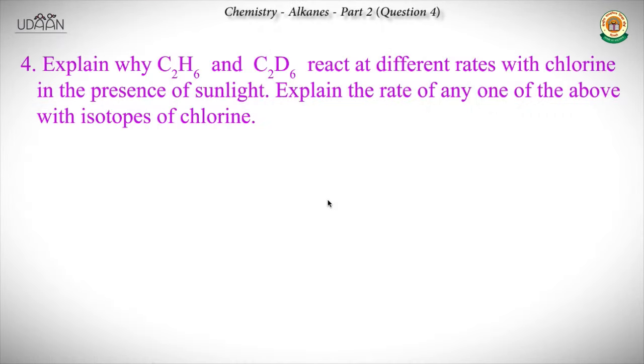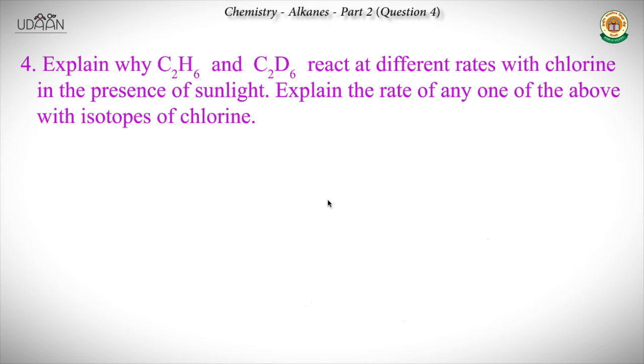Now that you've studied most favorable monochlorination and the types of chlorinated products that can be formed, let us try and look at a more conceptual problem. What we have to do is explain why C2H6 and C2D6 react at different rates with chlorine in the presence of sunlight. We also have to explain the rate of any one of these with the isotopes of chlorine as such.